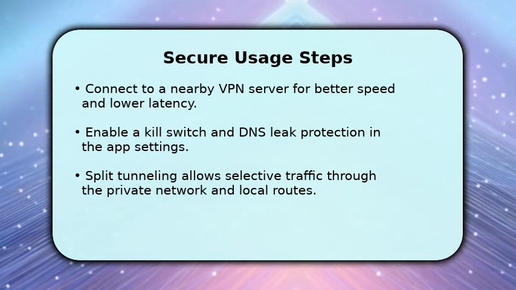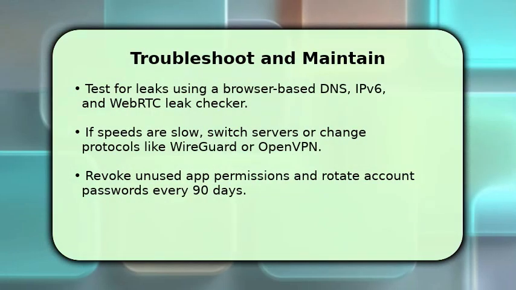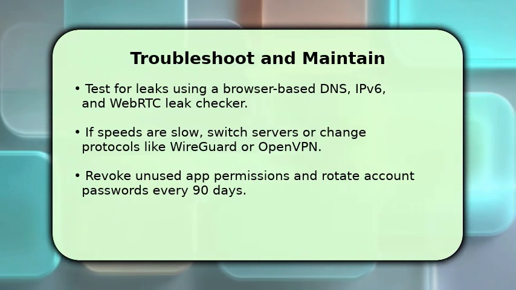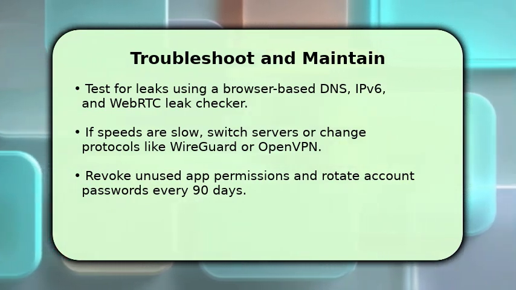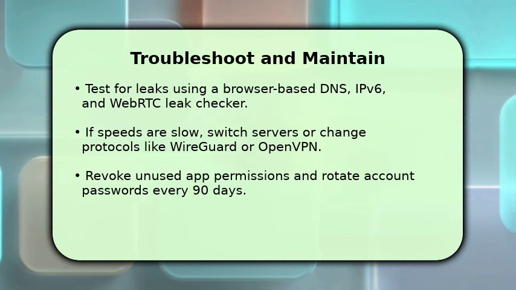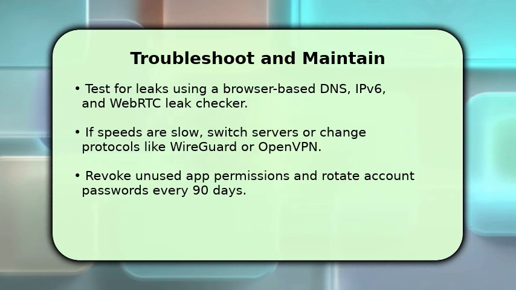Test for leaks using a browser-based DNS, IPv6, and WebRTC leak checker after connecting. If you detect leaks, enable DNS protection and disable IPv6 in system settings. If speeds are slow, switch servers or change protocols, for example WireGuard or OpenVPN, to improve throughput.